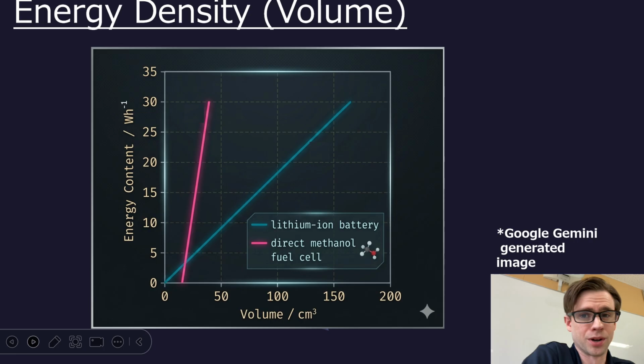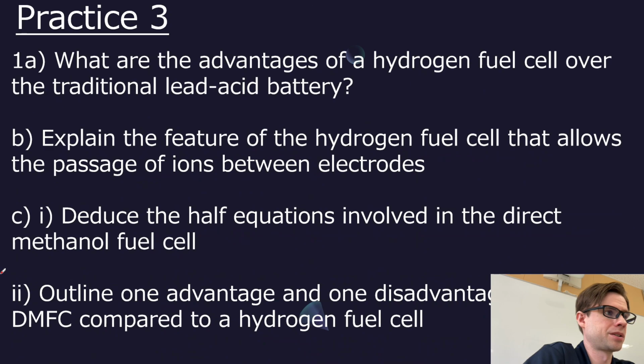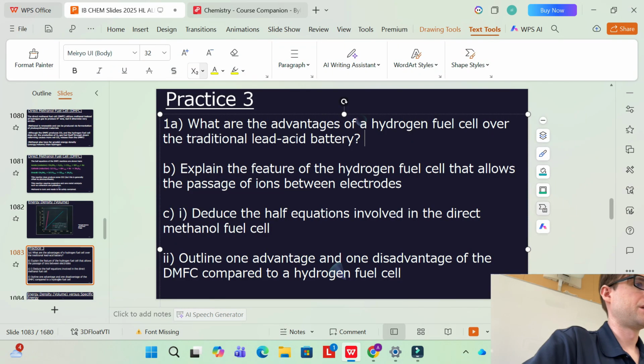And I think this is even more obvious when you compare the density between the methanol fuel cell and the hydrogen fuel cell. Methanol is far superior. So practice 3 here: what are the advantages of a hydrogen fuel cell over the traditional lead acid battery? I'm going to go type this again. Okay, advantages of the hydrogen fuel cell.